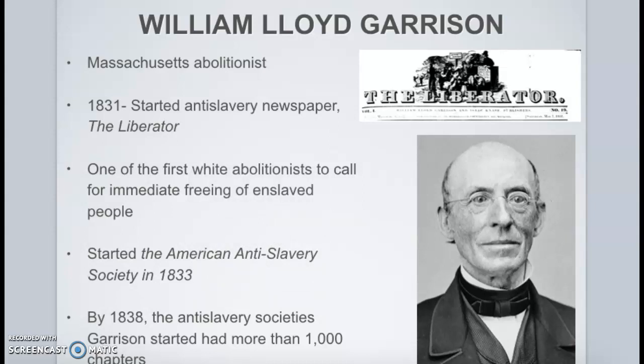William Lloyd Garrison was a radical abolitionist, very known for starting an anti-slavery newspaper called The Liberator in 1831. And he was actually one of the first abolitionists to call for the immediate end of slavery. He was also the originator of the American Anti-Slavery Society that started in 1833 and grew to have more than 1,000 chapters by 1838.